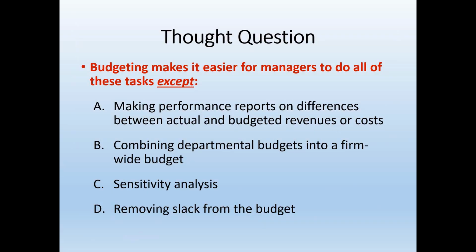Here's a question. Budgeting makes it easier for managers to do all of these things, except for what? Right. Budgeting actually creates slack because managers tend to underestimate the number of units that they think they can sell in the coming period and overestimate the costs of producing those units.